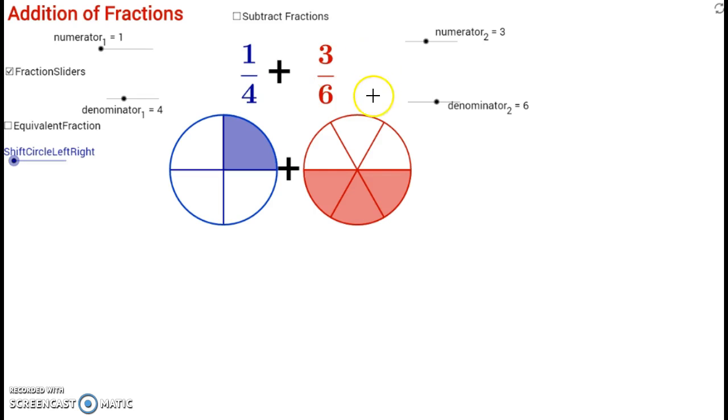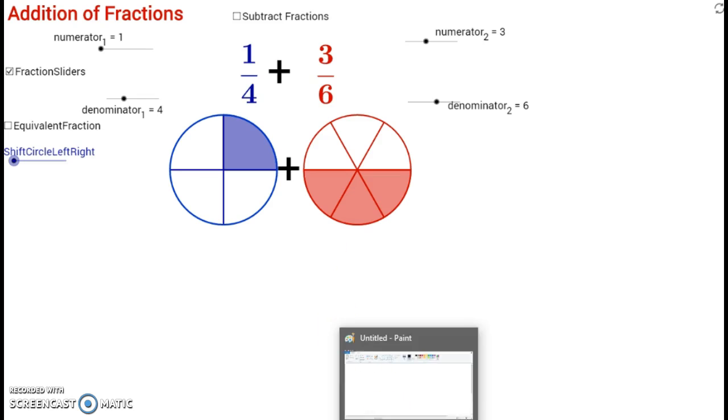The first thing we must do is make the fractions have the same denominator. We can see that this one has a denominator of 4 and this one has a denominator of 6. So we must get them both to have a denominator that is the same. When we add fractions, they must always have the same denominator. To do this, we have to find the least common denominator. Sometimes you will hear people refer to this as the LCD.